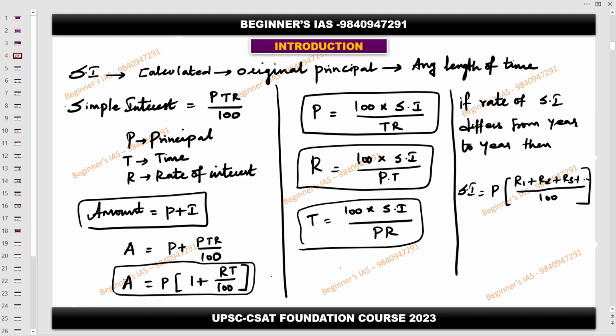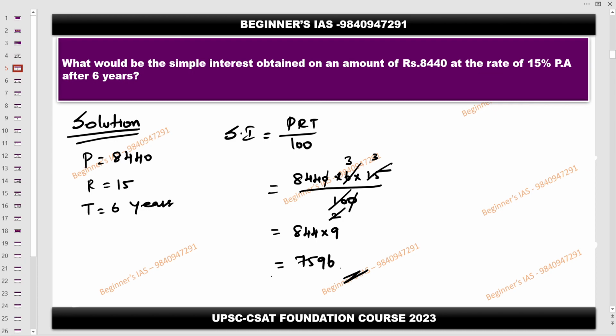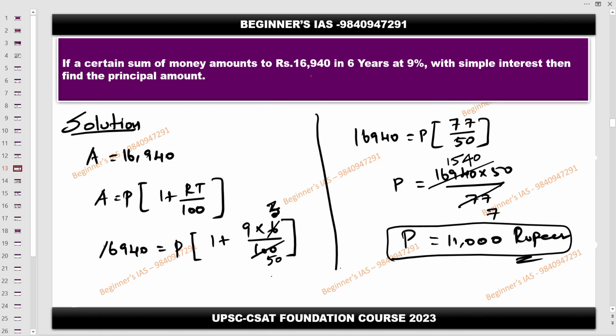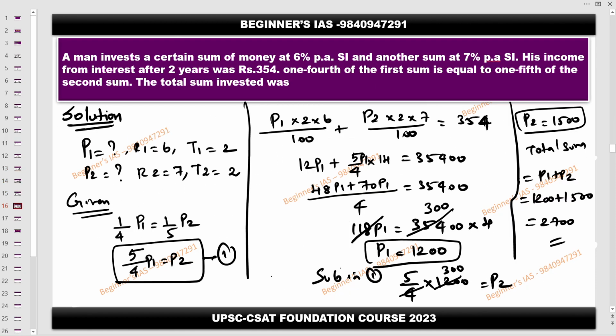From this first equation we can derive the principal, the rate of interest, and the time, that is the duration, n number of years. That also we can calculate. If the rate of simple interest differs from year to year, then simple interest is equal to P into R1 plus R2 plus R3 etc. by 100. This is the basic thing we saw in the last class, and we discussed a few problems.